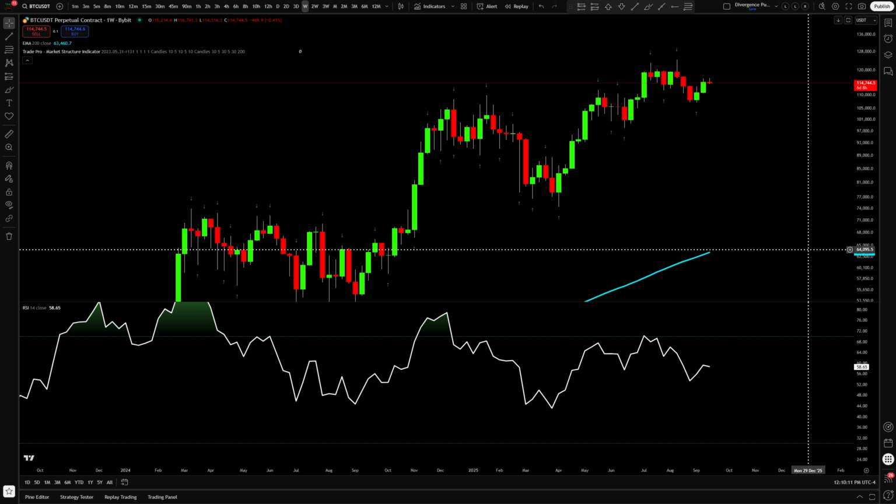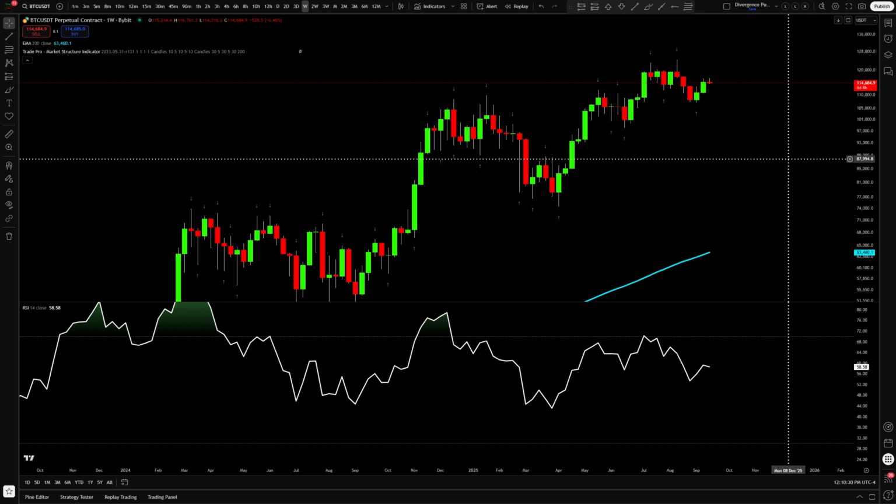I'm going to get through a top-down analysis starting from the weekly down to the daily, the 4-hour, the hourly, and the 15-minute. We're going to be talking trend direction, the market structure, if there's any hidden or regular divergence present, how I'm currently positioned, and what I'm expecting next. So let's start with the weekly. This is a top-down analysis.